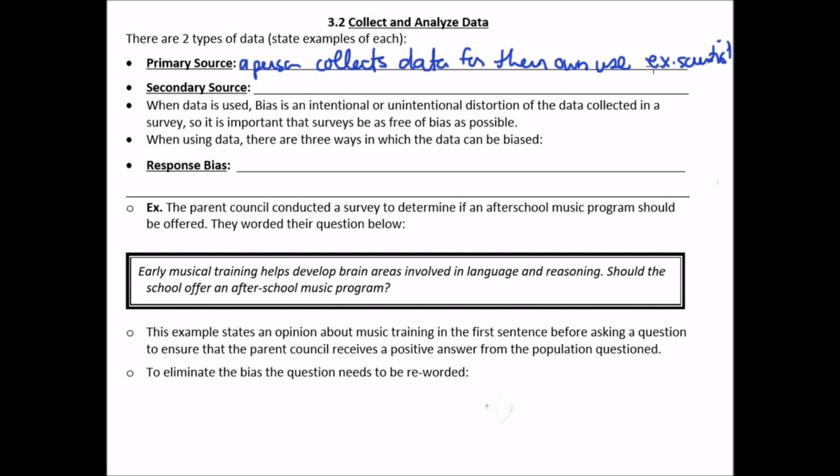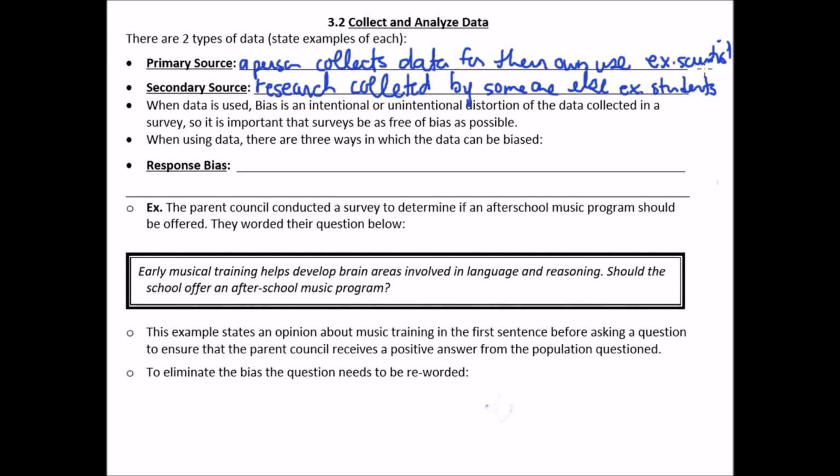A secondary source is research or a database that is collected by someone else. Examples of this include university or high school students who use information that they find in the library or on the internet. Somebody else collected that information and then summarized it, and then we're re-summarizing it. So that's an example.